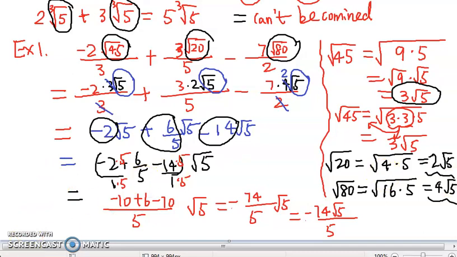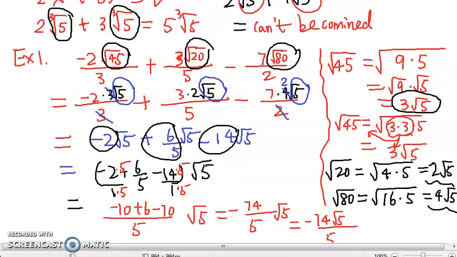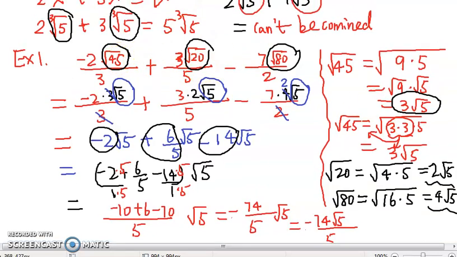So to summarize the steps, step 1, we simplify the radicals if it's possible. And the second step is to combine the numbers in front of them. So again, just treat square root of 5 as a variable. Only add or subtract the numbers in front of them.